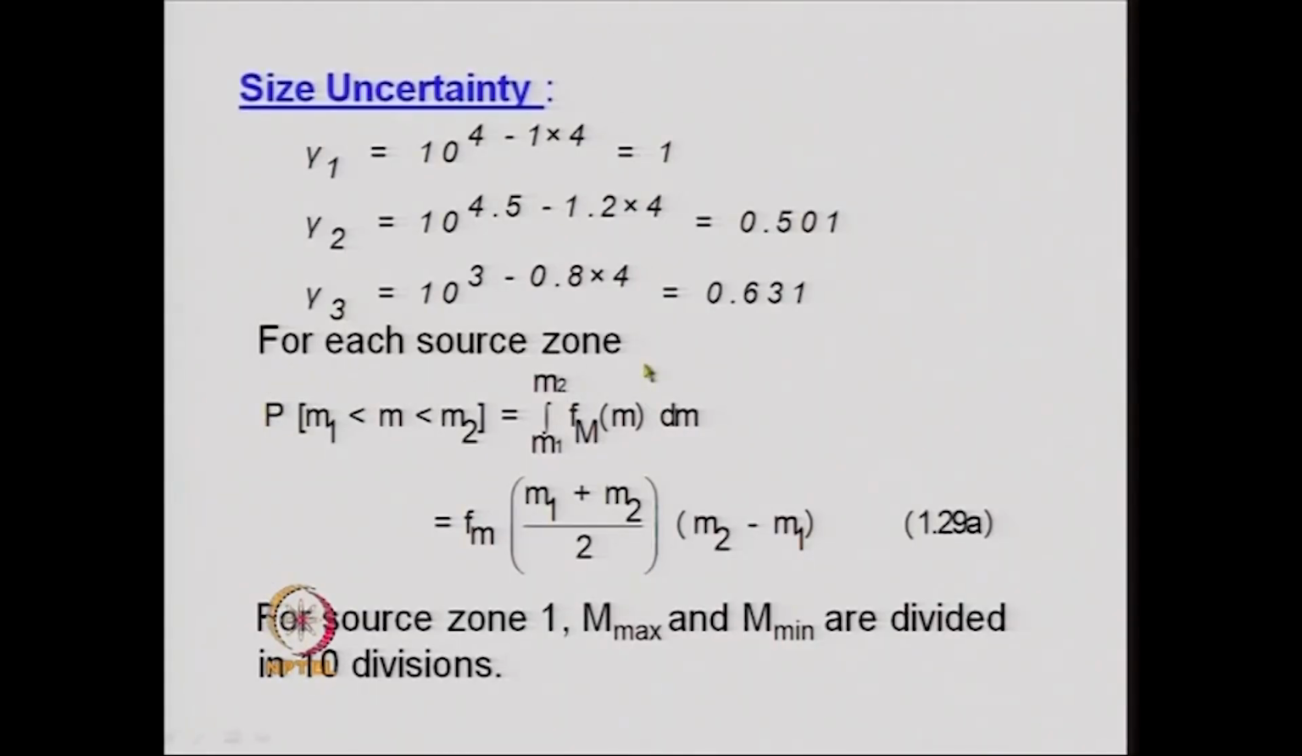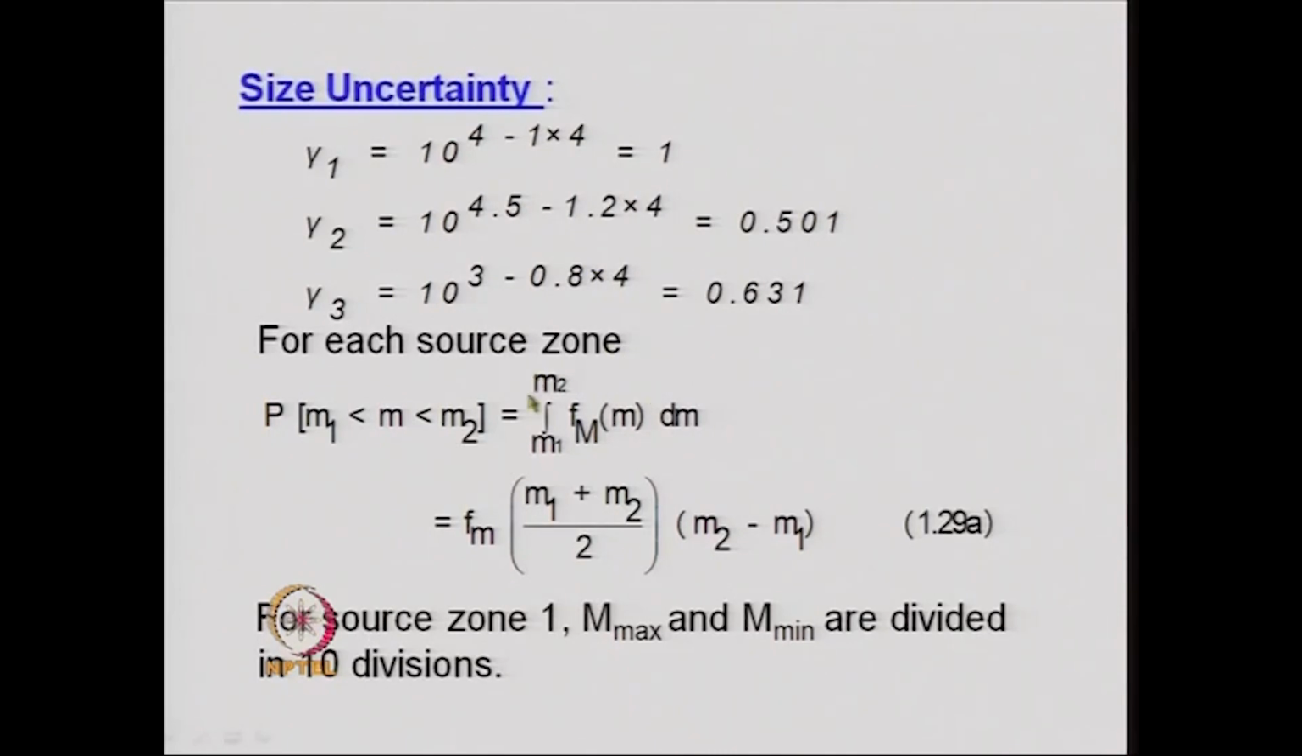Now for each source zone again we can calculate the probability of occurrence of certain magnitude of earthquake between two intervals, that is M1 and M2.